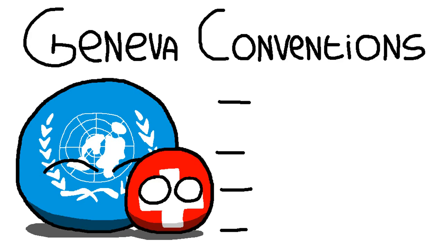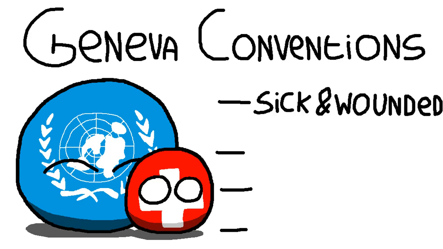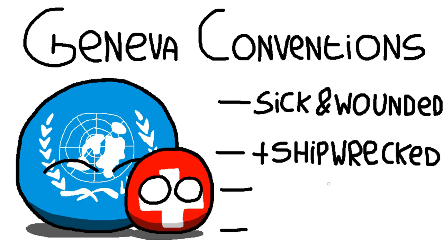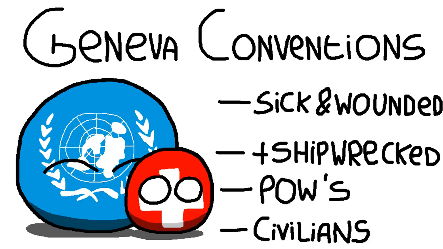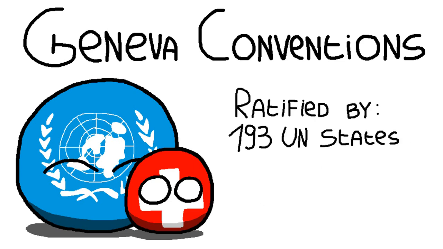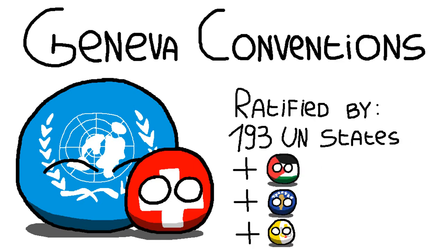There are currently 4 Geneva Conventions. The first one says that you shouldn't endanger wounded or sick troops. The second one is the same thing but at sea with shipwrecked troops. The third one says that prisoners of war should be treated humanely. And the fourth one says that maybe you shouldn't kill civilians, they get. These are ratified by every single UN member state, plus Palestine, plus Kosovo, plus Vatican City.